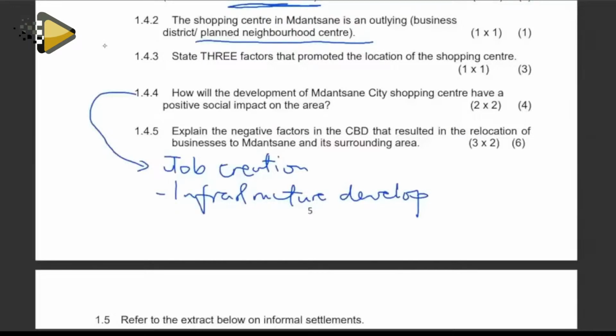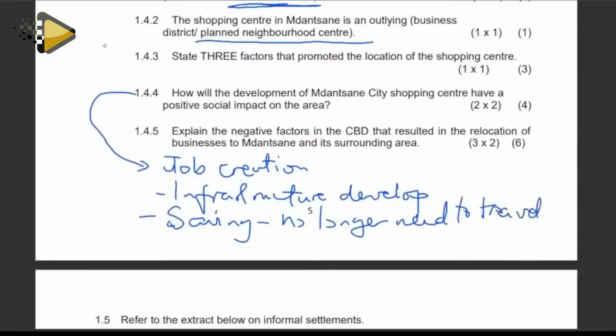And what is also going to happen is a saving to people. It's a form of saving to the people. People no longer need to travel. Because now there is a shopping center around, people no longer need to travel longer distances to access basic goods or services. They now get those services in the shopping center. So they are now saving their money. Instead of traveling for distances to access some services, now the services are within their reach, in their area and convenient. So it becomes a saving on the side of the people in the area.